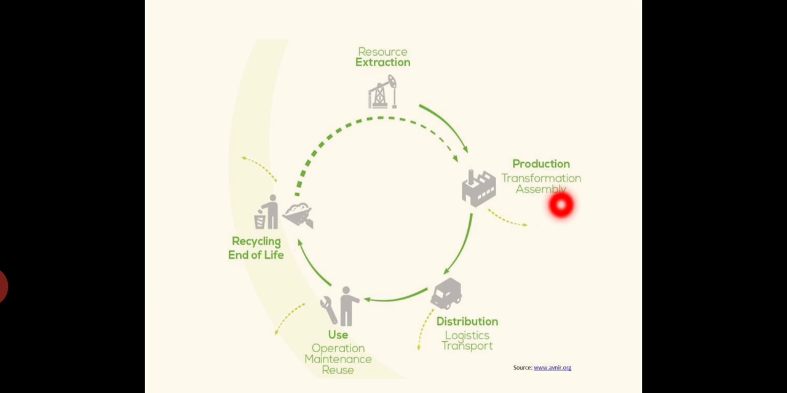I will explain once more. The first phase is resource extraction, then comes production, transportation, transformation, assembly, then the distribution phase. There we will be concentrating on logistics and transportation. Then comes the use phase, in that the operation of the product. Then comes maintenance, and if possible reuse also will be done in the use phase. Then comes the final phase, the end phase, that is recycling or end of life. If it is possible to recycle, we will be recycling it into the cycle itself. Otherwise, we will be safely disposing of it.